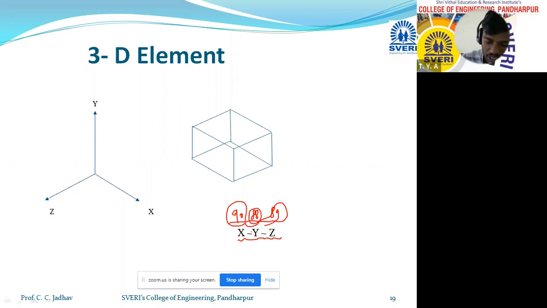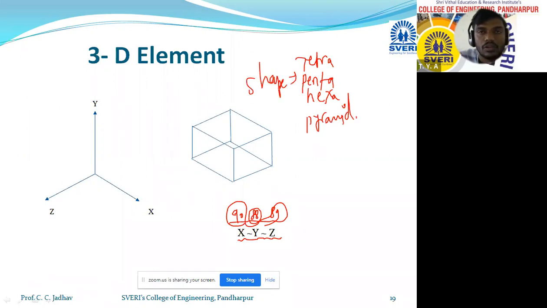Okay, so the element shapes we will get here are tetra, penta, hexa, and pyramid. This is the shape of the element. We will get this type of shape in this third element type. Additional data we do not require. The element type is only solid. From the 3D model we will get only solid elements, because all three dimensions are available to us.